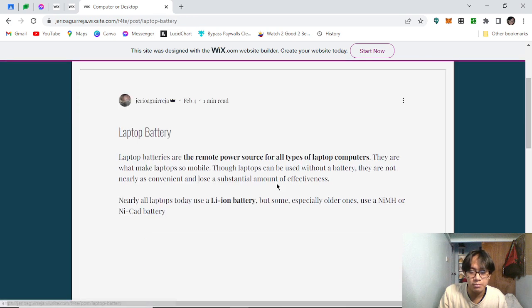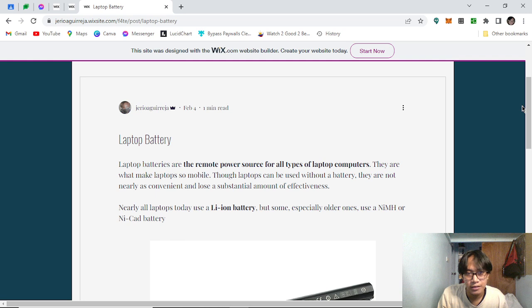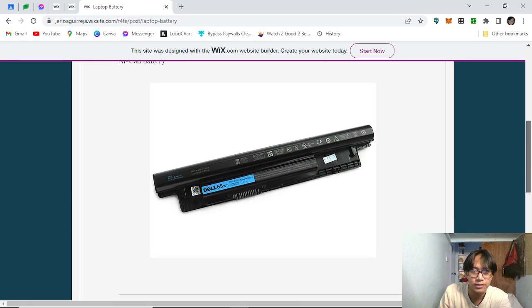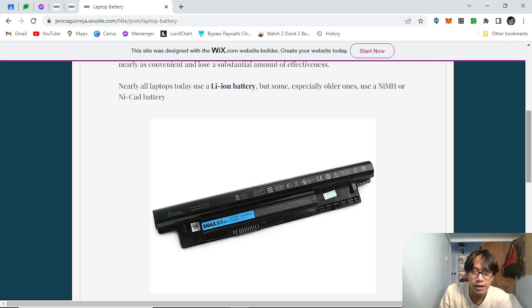So next is the laptop battery. Laptop battery are the remote power source for all types of laptops computers. They are what make laptops so mobile. Though laptops can be used without a battery, they are not nearly as convenient and lose a substantial amount of effectiveness. So nearly all laptops today use a lithium-ion battery, but some, especially older ones, use an NiMH or NiCad battery. That's the itsura niya ng laptop battery.